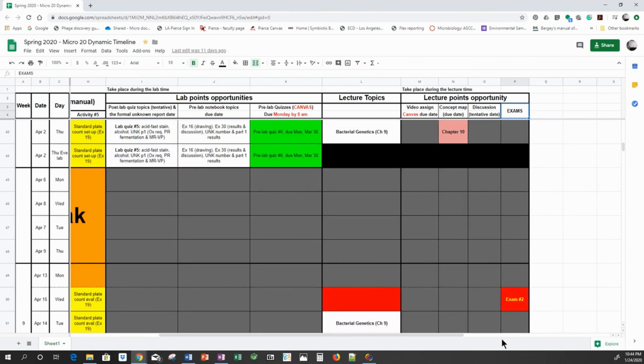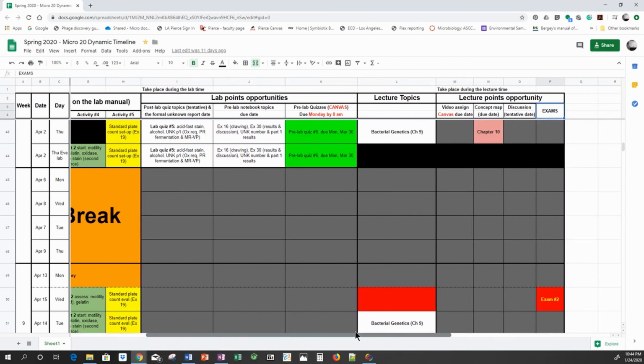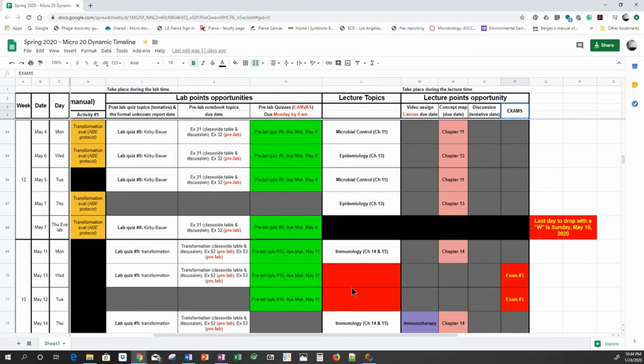Now, if you scroll down, you can see here that I also indicate the week where you have your spring break. Woohoo! And I also have the indication for the last day to drop with a W, so make sure you check on that because I am not responsible. Okay, if you fail to drop from the class, that's gonna be on you.